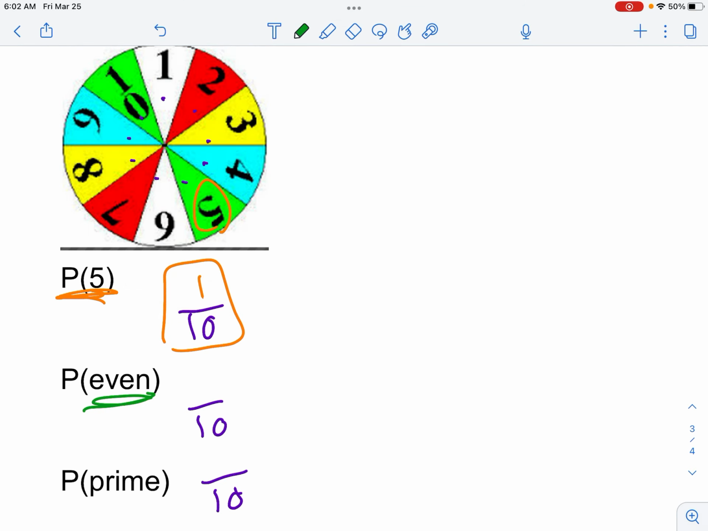I then look for even numbers. So I'd say 2, 4, 6, 8, 10. Which means I have 5 of them, so 5 out of 10, which would be 1 out of 2.